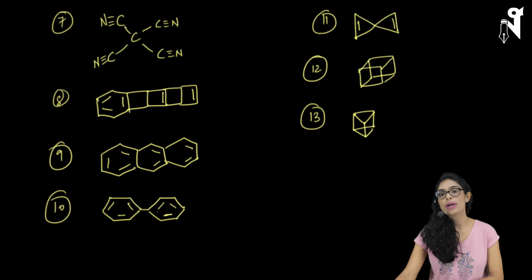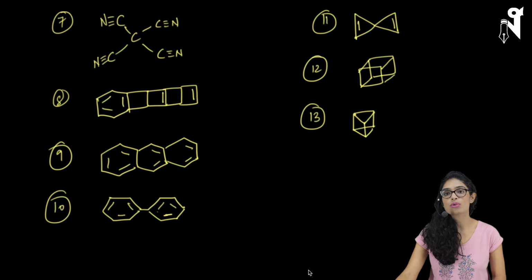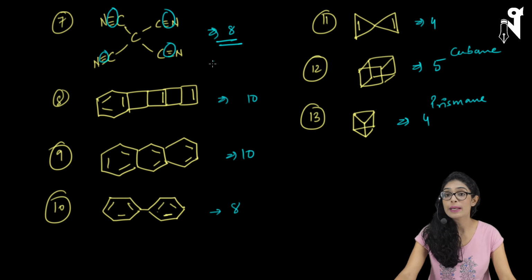Now try out these questions also, and again pause the video, try them out on your own, and then I'll tell you the answers. Match your answers with mine. Okay, so let's discuss again. For this compound, let's see how many pi bonds are there. 2 here and 2 here. So total 8 pi bonds, and hence the degree of unsaturation is 8.